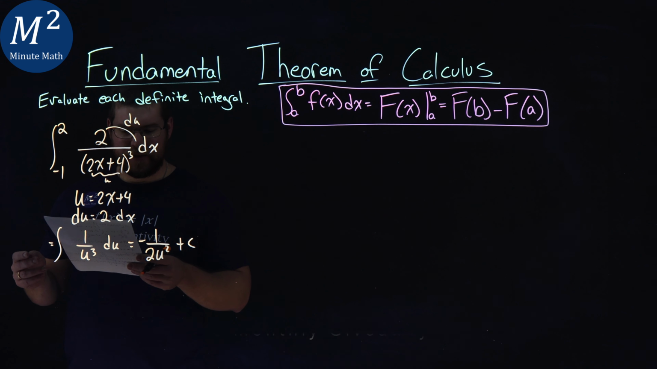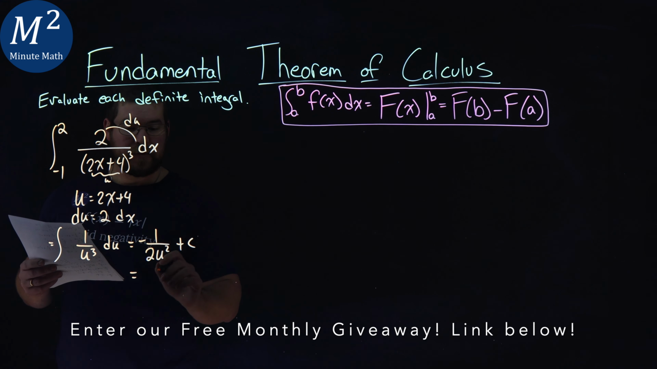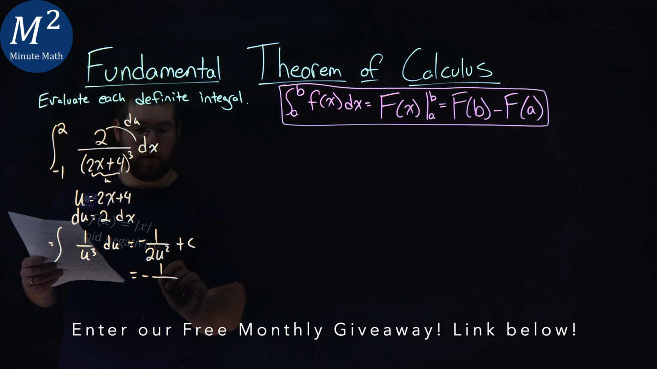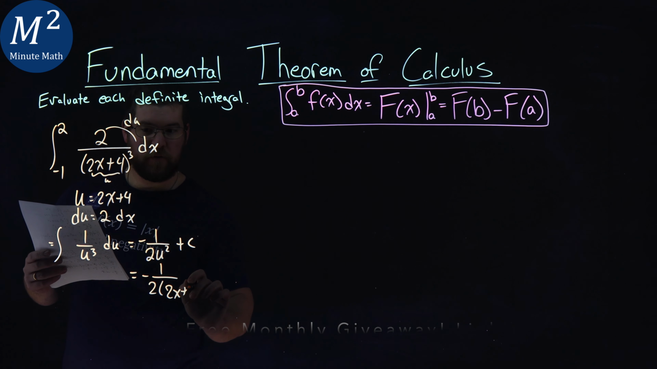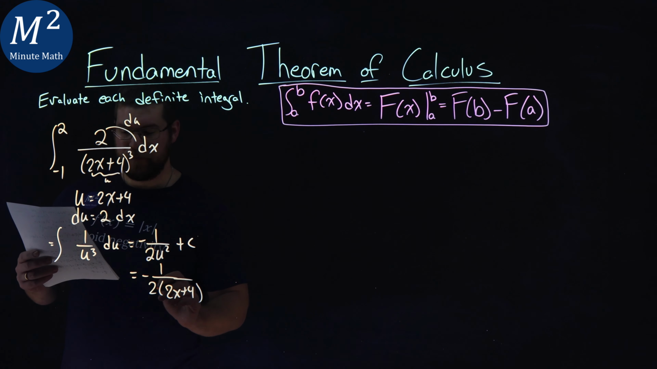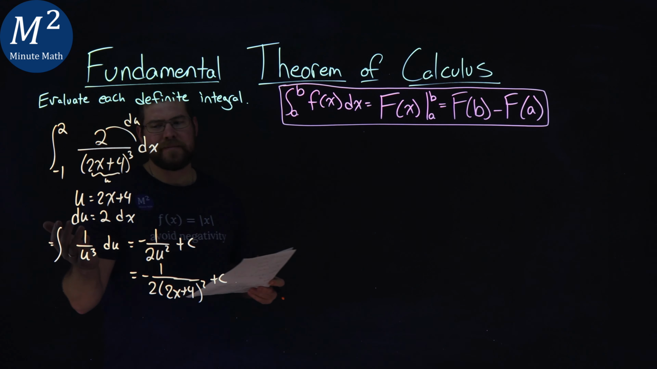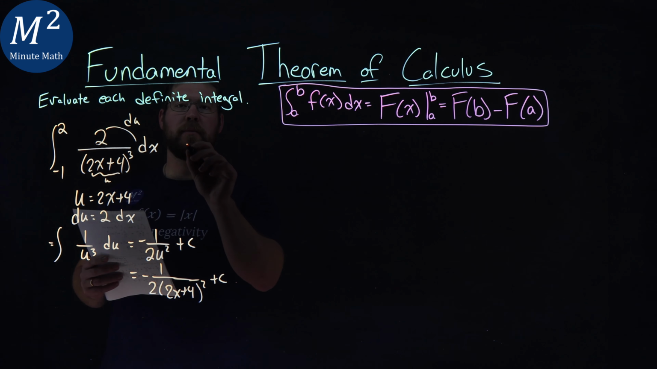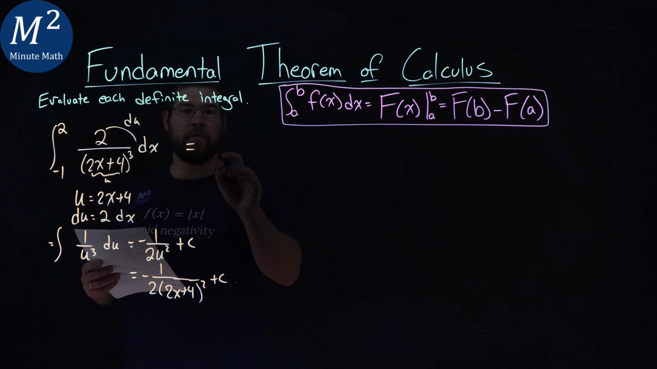It's kind of a way of writing it like this. Now, we want it in terms of x. So we're going to bring x back in. We have negative 1 over 2 times the 2x plus 4 put back in for u, squared, plus c. So that's our indefinite integral. Let's use it in terms of our definite integral now in terms of x. So we have it right here.